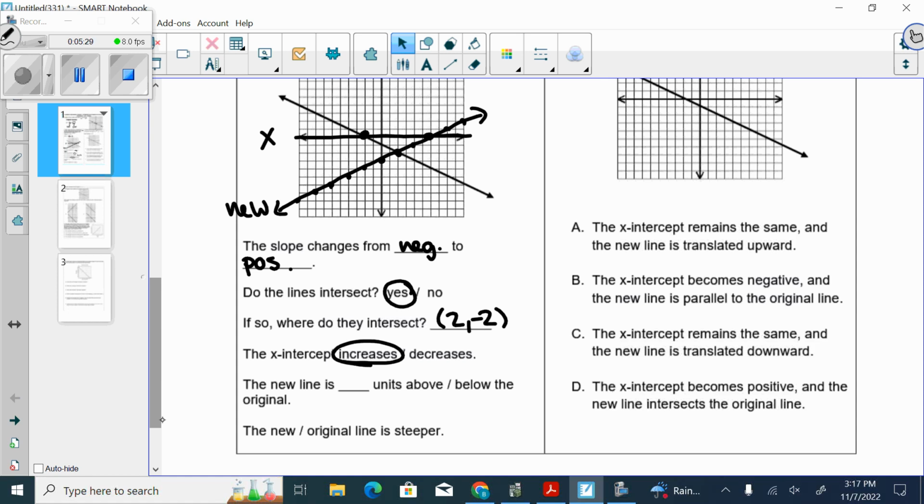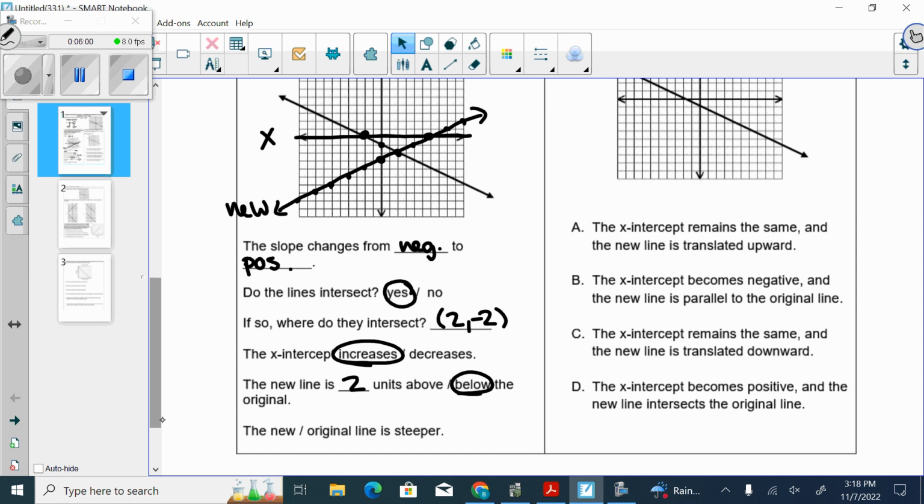So remember, the y-axis is its starting point, right? Originally it started here. Now it starts here, so it is below. How many units below? How many below the other one is it? 2 units, right. 2 units below. Very good. All right. And then the last question they ask is the new line steeper or less steep?